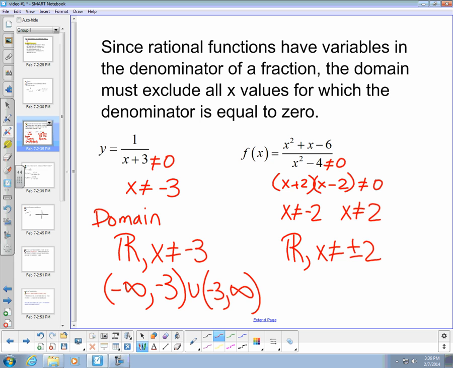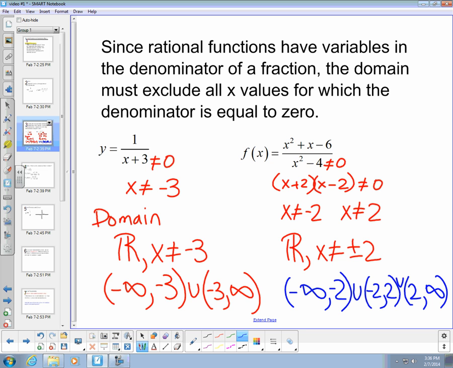In interval notation, we're going to have a few more intervals. So we still start at negative infinity to negative 2. Then we can go from negative 2 to positive 2, and then from positive 2 to infinity. So we have a break at negative 2 and at positive 2. The more numbers that are excluded, the harder it is to write the interval notation. You're going to have more intervals listed. I don't care which way you write the domain out, just remember the domain does not include any number that will make your denominator equal to 0.